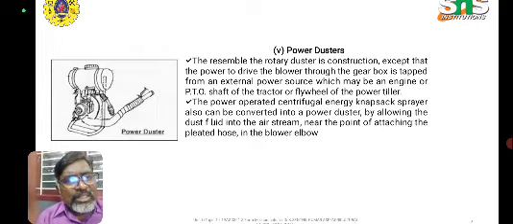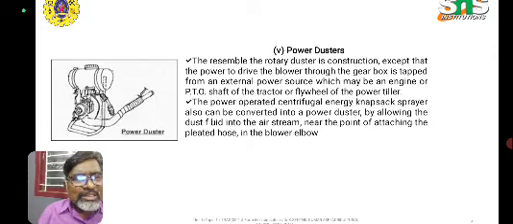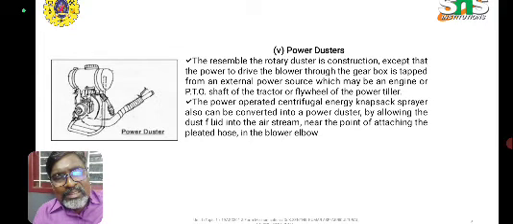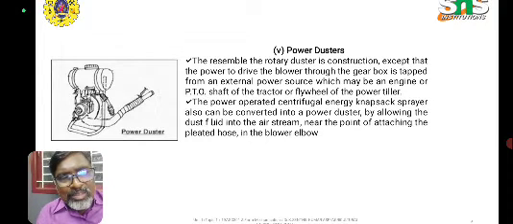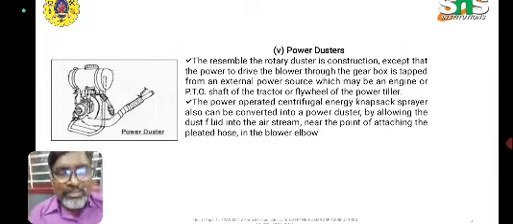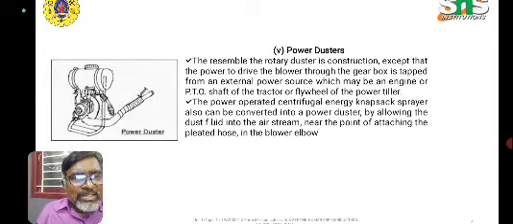Next is the power duster, and the image shows this power duster. It resembles the rotary duster in construction, except that the power to drive the blower through the gearbox is tapped from an external power source, which may be an engine, the PTO shaft of a tractor, or the flywheel of a power tiller. Since it takes power from other sources, we term it a power duster. A power operated centrifugal knapsack sprayer can also be converted to a power duster.